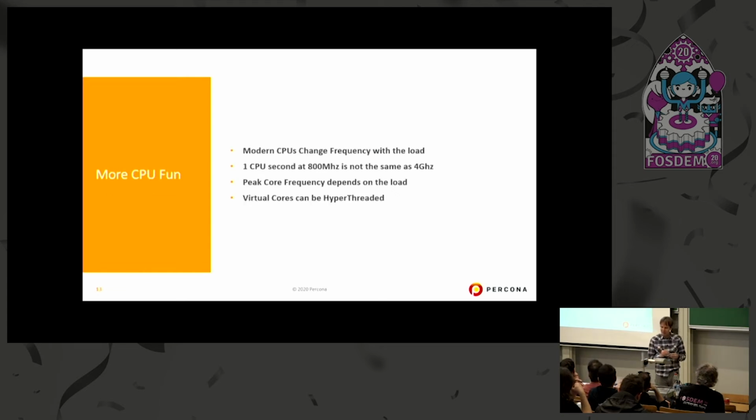Now, with modern CPUs, there is even more fun when it comes to understanding CPU performance. For example, modern CPUs change frequency under load, sometimes by as much as 5x. That means if you have a very idle system, 1% CPU usage at 800 megahertz is very different than the same 1% at 5 gigahertz, or 4 gigahertz, whatever it can burst to.